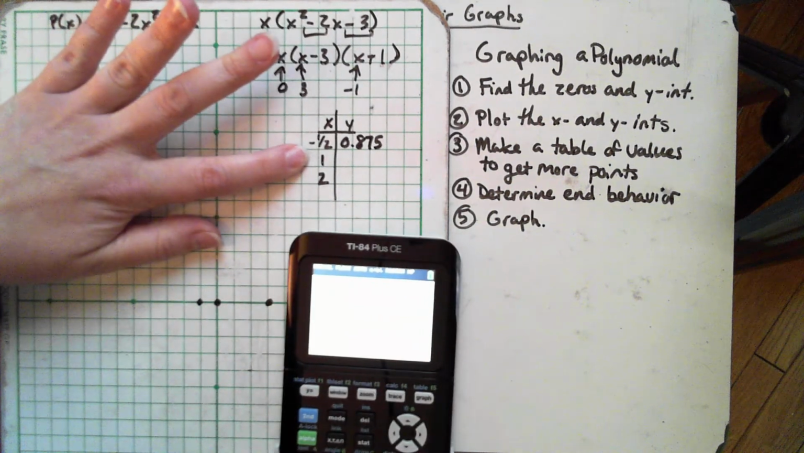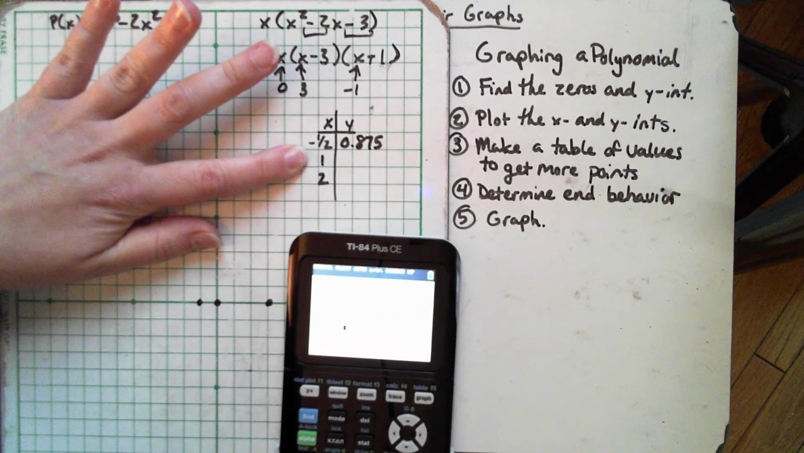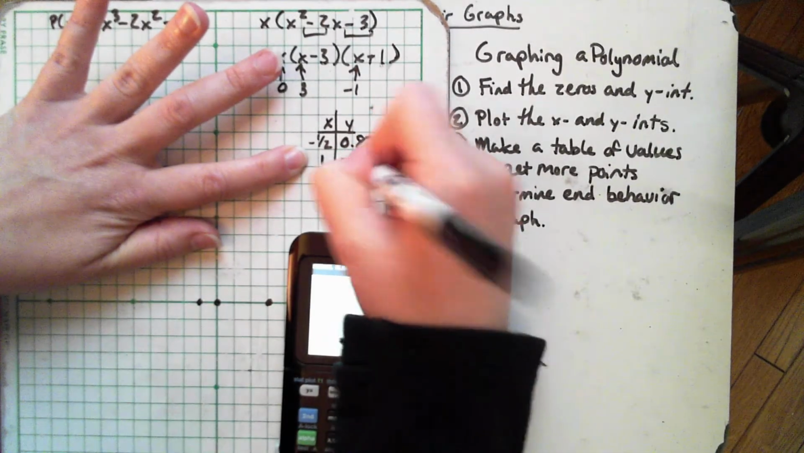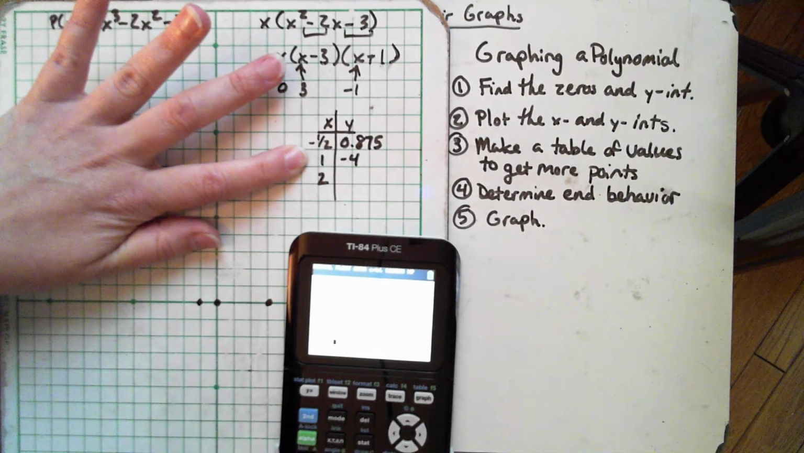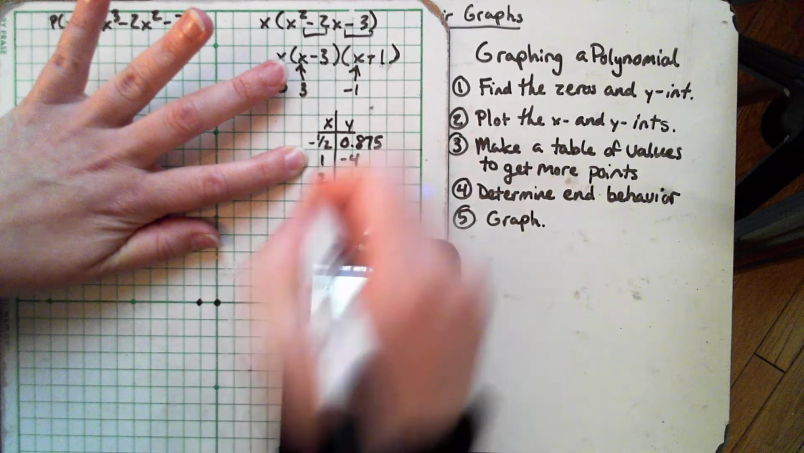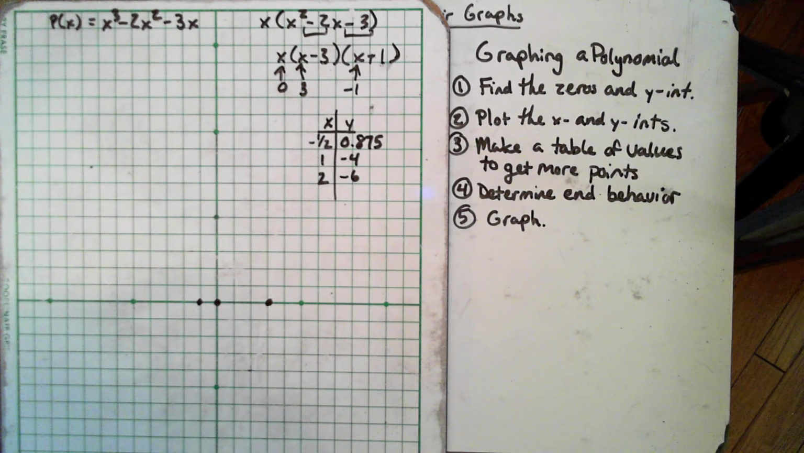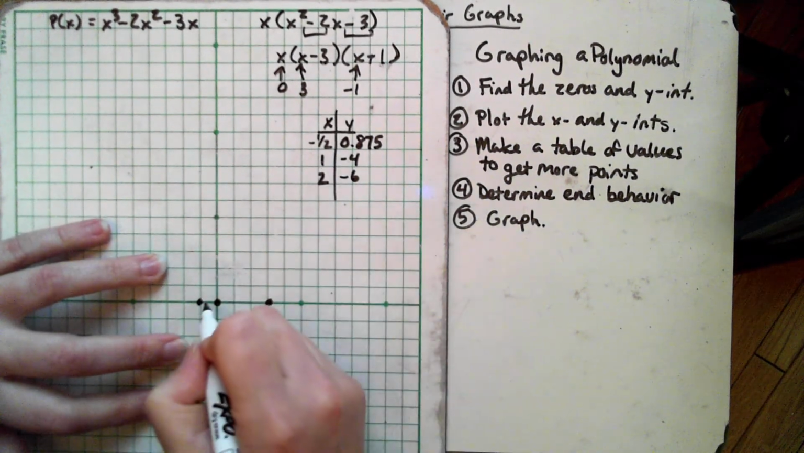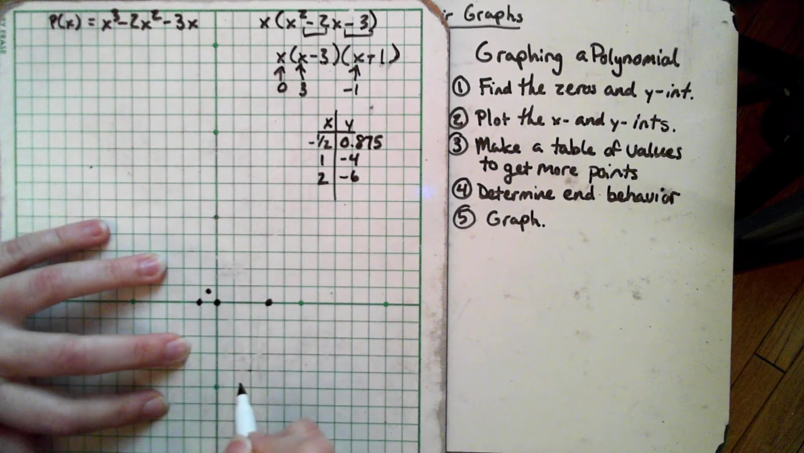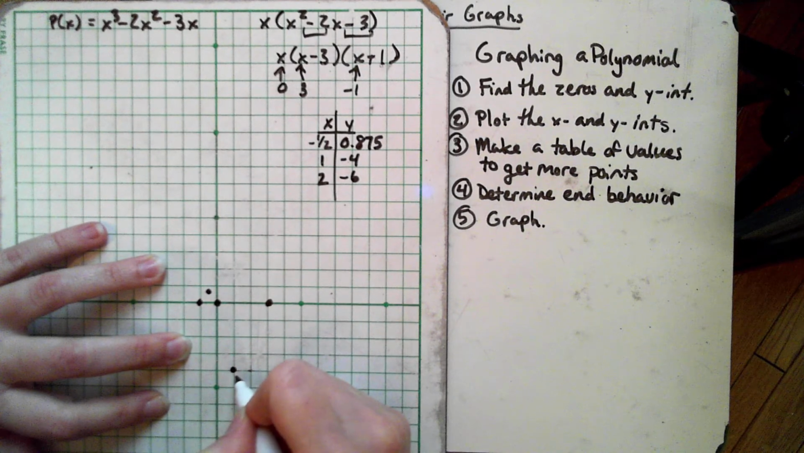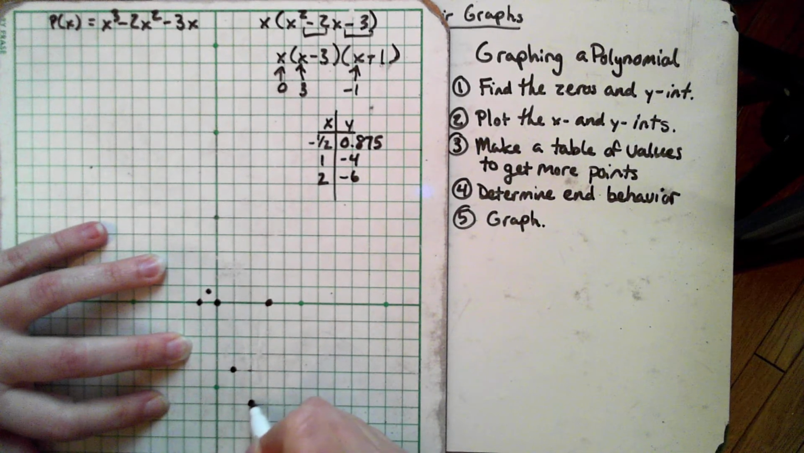Okay, now I want +1, so I'm just going to hit second enter to get that last entry. And I'm going to put 1. And I get y at 1 is -4. And then second enter again. And I'm going to put a 2. And I got -6. Okay, so I'm going to graph these points. They'll give me a better idea of what's going on. At -1/2, I got 0.875, which is a little less than 1. At +1, I got -4. At +2, I got -6.